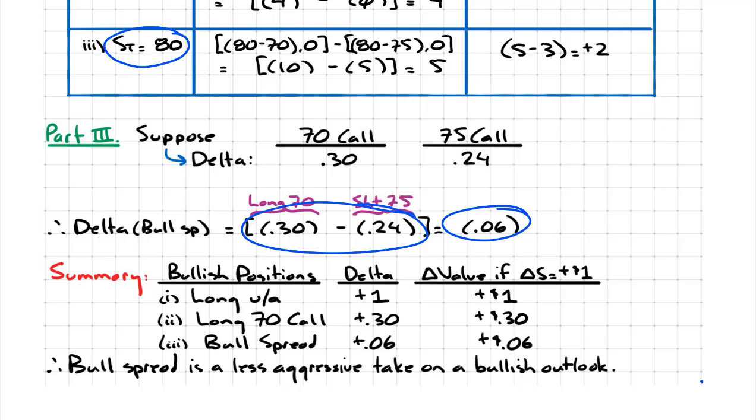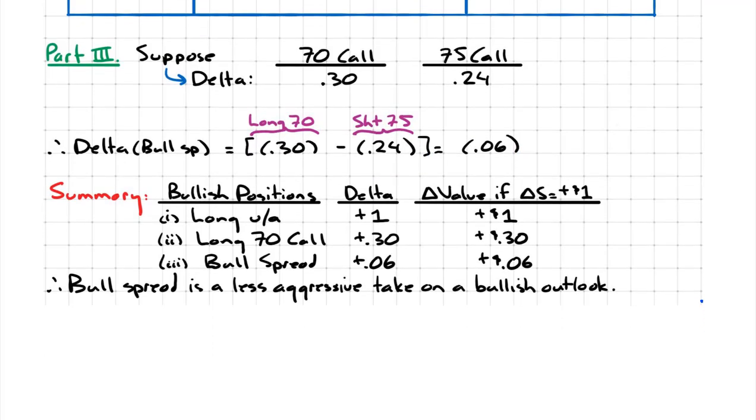So what this would indicate is, well, it's right here. If you look at the summary, let's look at some bullish positions you can have. And we're going to look at the delta and then determine how much the value will change by if the spot price appreciates by $1. So if you remember, these are all bullish strategies.